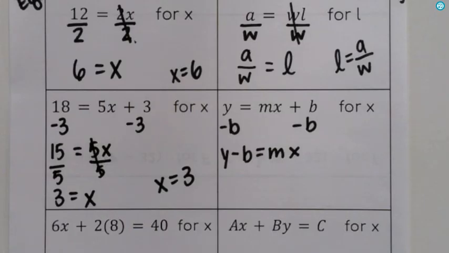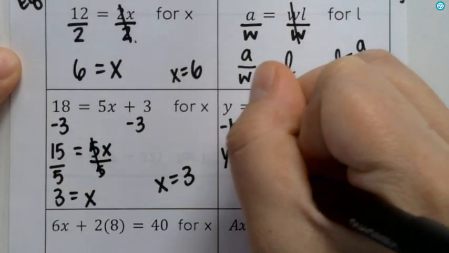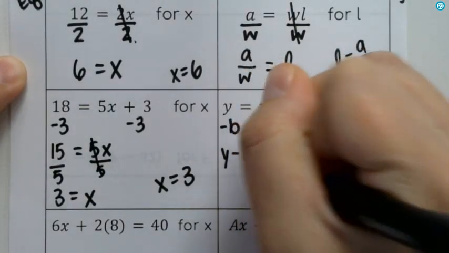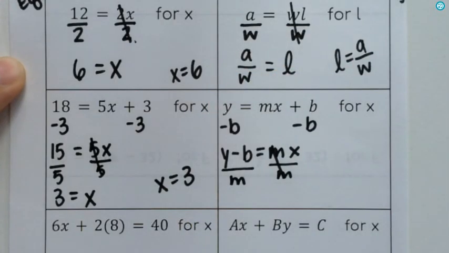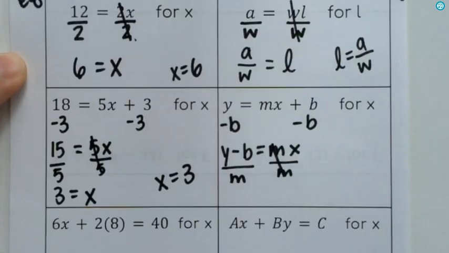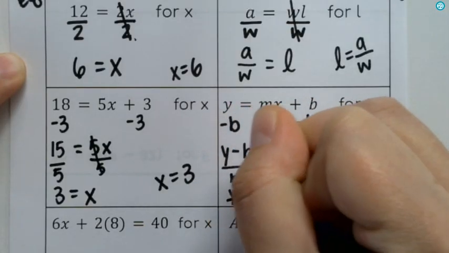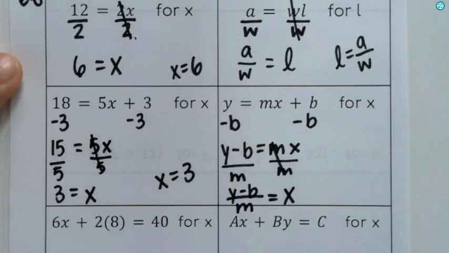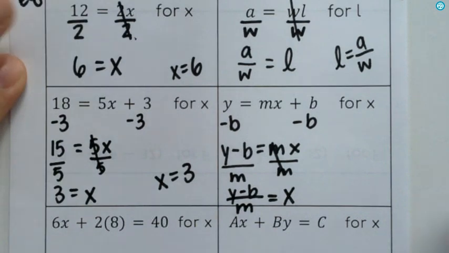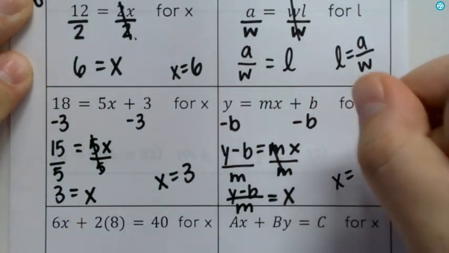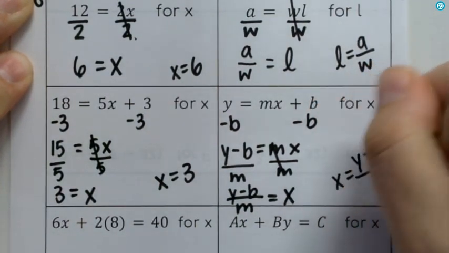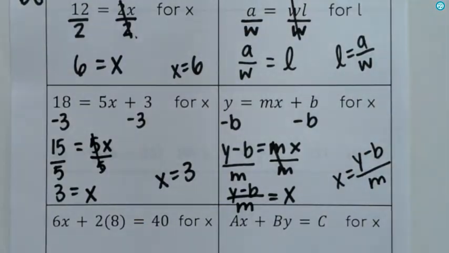And now we can divide. We're solving for x, which means we want to leave x behind. We want to get rid of the m. So we're going to divide both sides by m. So I get y minus b over m, I'm kind of running out of space here, equals x. And I can flip that around to x equals y minus b over m. Always flip them around at the end.